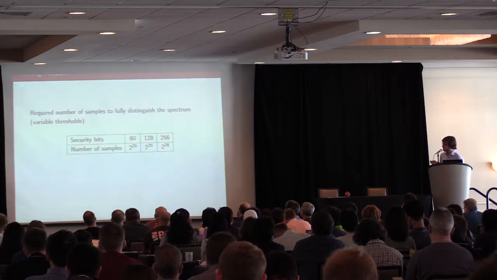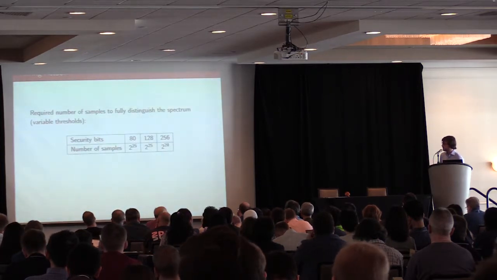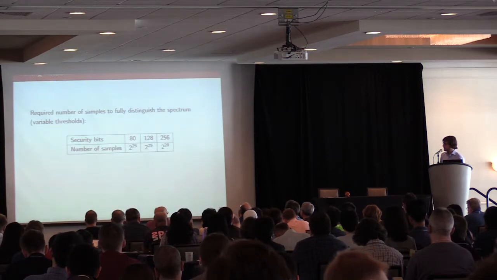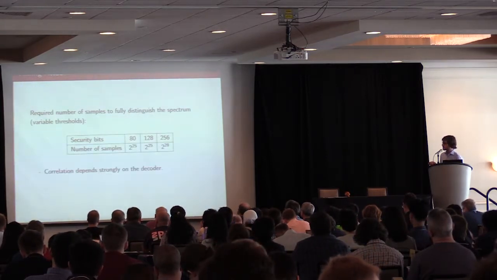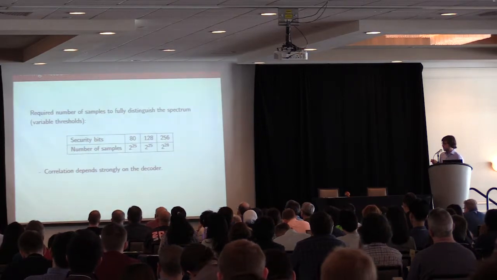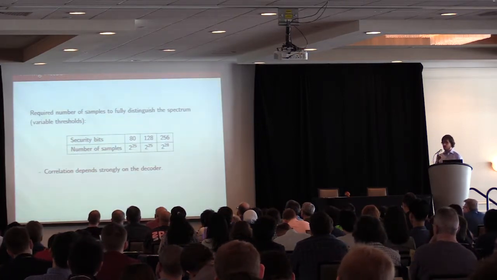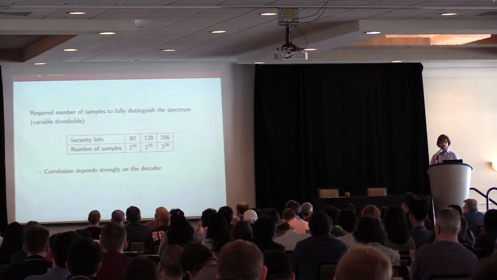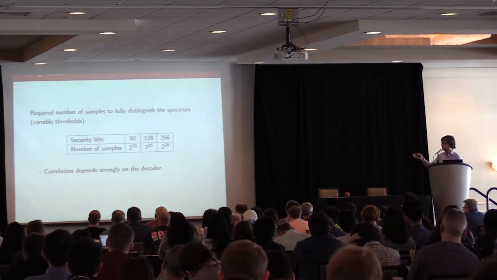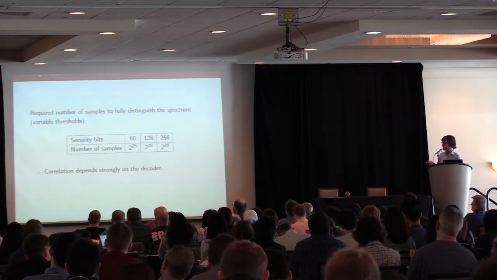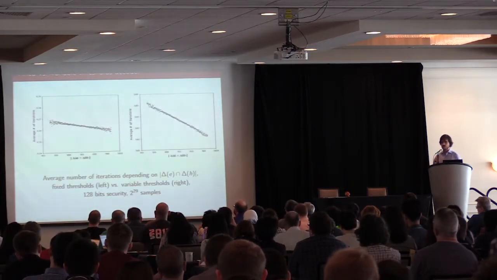Here are some examples, some numbers for BIKE 2. So 2 to the 28 samples is not so expensive, right? Of course, the correlation depends on your choice of decoder. These examples were run with one decoder, but in fact there are several variants of decoder.